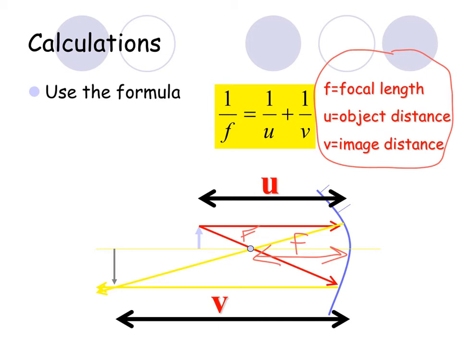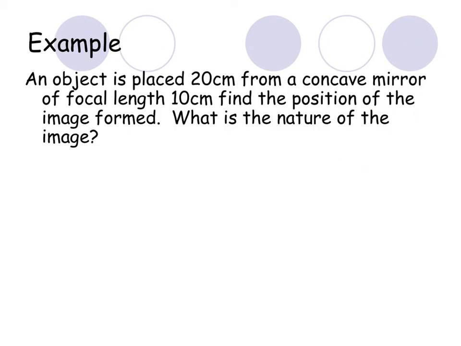So if you're shining light from the window, this is where the light would focus. This is where you would get the image if it was far enough away, images of stars, for instance. The object distance is u. That's the distance from where the object is placed to the mirror. And the image distance is v.